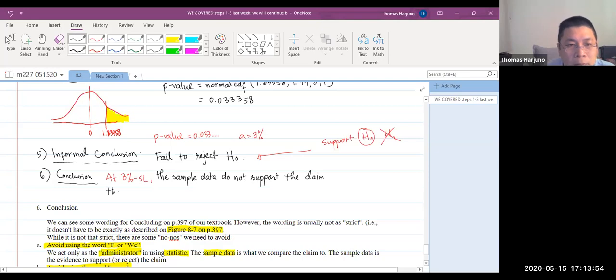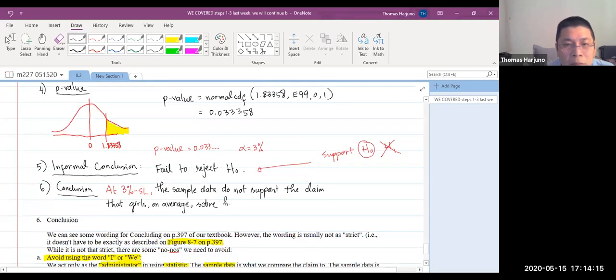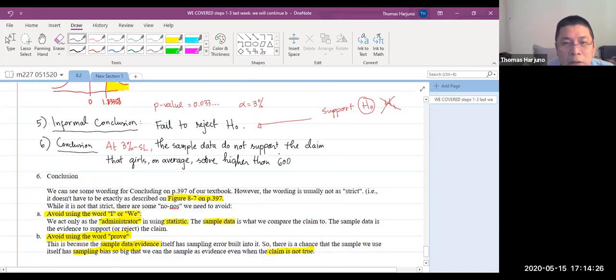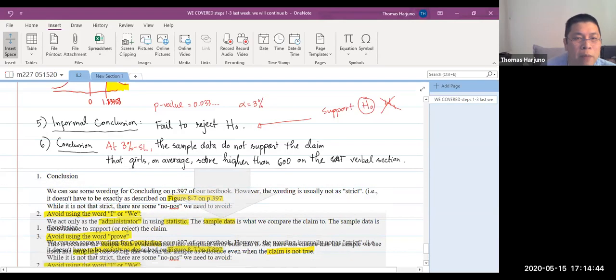that girls on average score higher than, what did I get? Score higher than 600 on the SAT verbal section. Now, that's a very quote unquote cheap way to conclude, but that's not wrong. Doesn't matter. Cheap is okay.